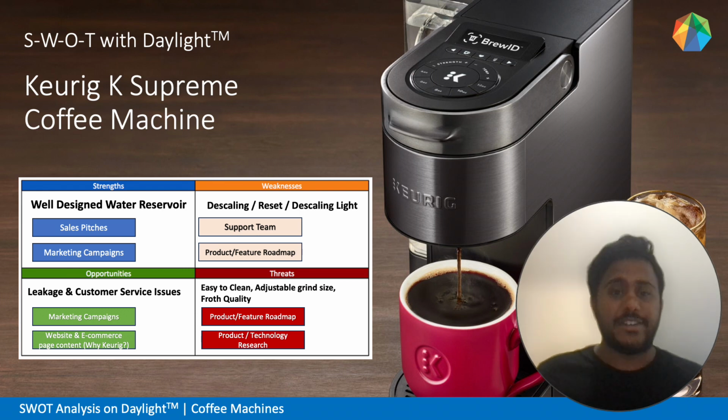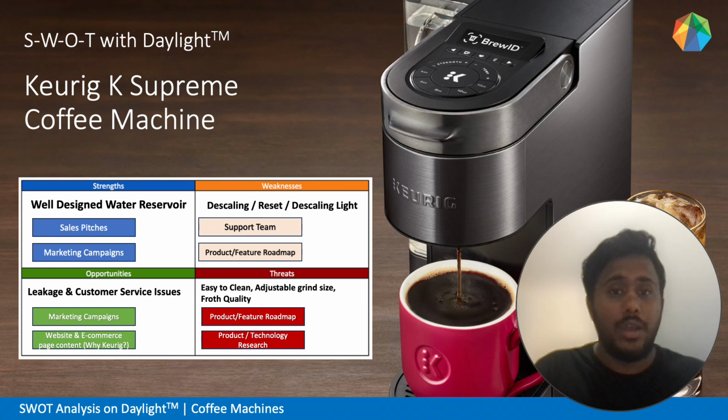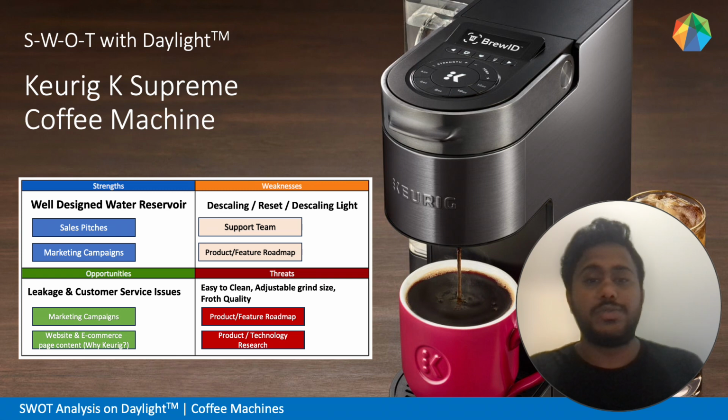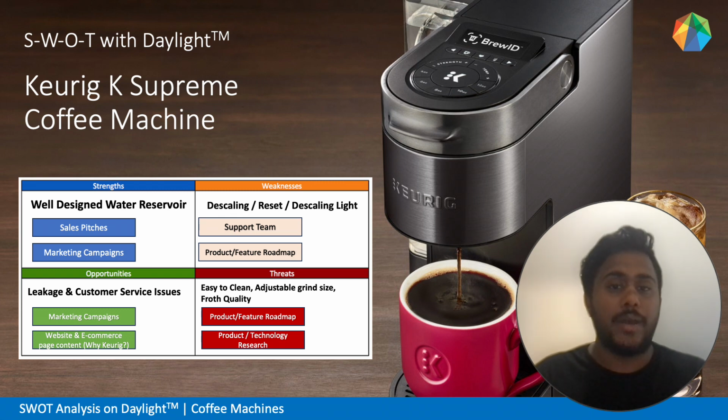So to summarize the action points, the top 3 or 4 action points that can be taken by different teams within Keurig's company are as follows. What strengths do we focus on? We focus on the fact that the product design is pretty cool. It can be leveraged in sales pitches and marketing campaigns. What are some of our internal weaknesses? There are some product issues which have been surfaced, such as problems related to descaling, problems related to the descale light which is present. So this can be corrected in the feature roadmap.